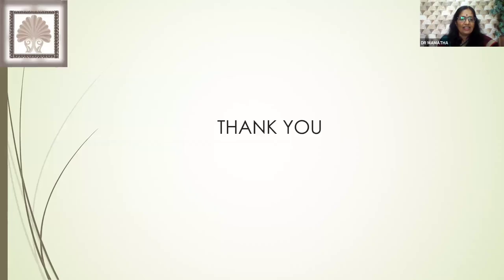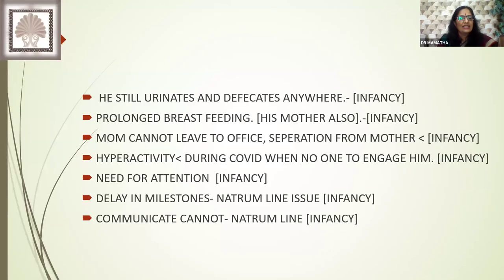And the case analysis would be as follows. So let us see his issues and which level of development these issues belong to. So he still urinates and defecates anywhere. So what is this? Who doesn't have any sense as to where and when to urinate?